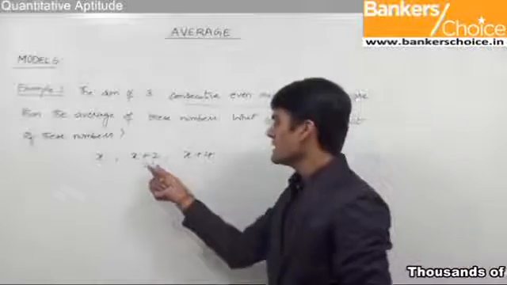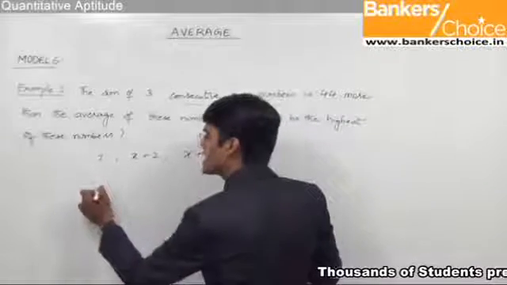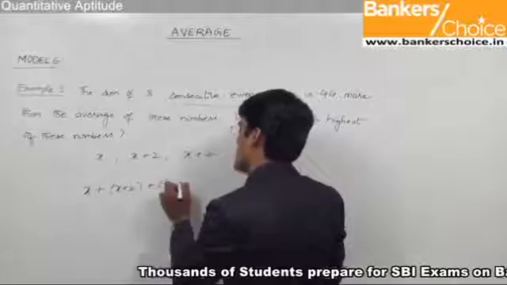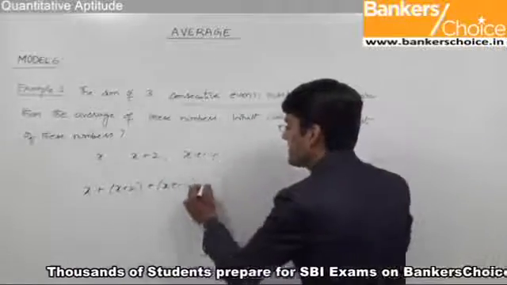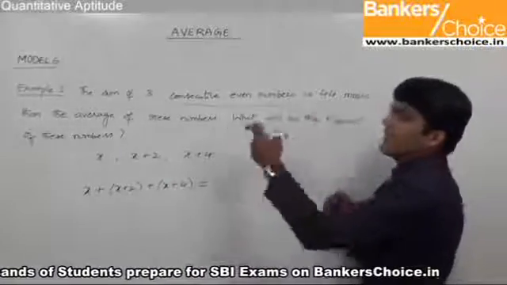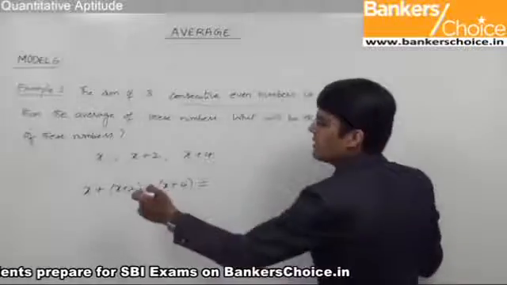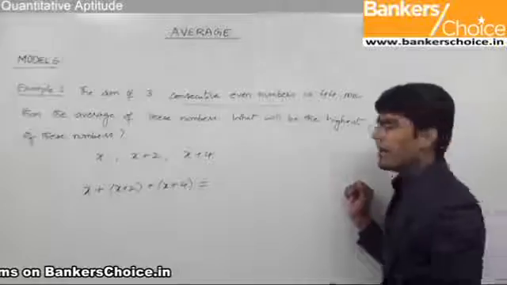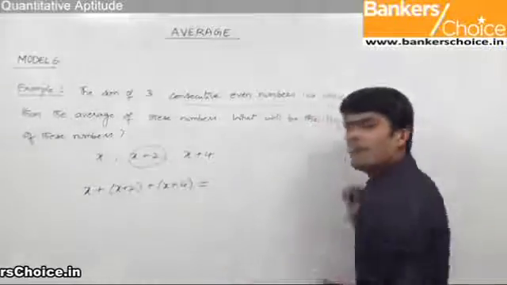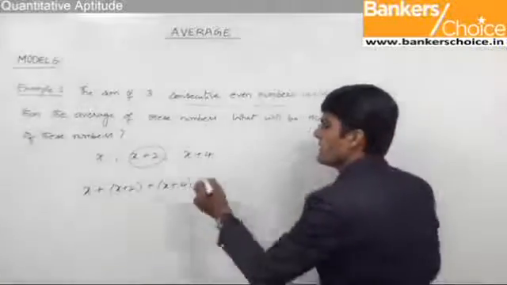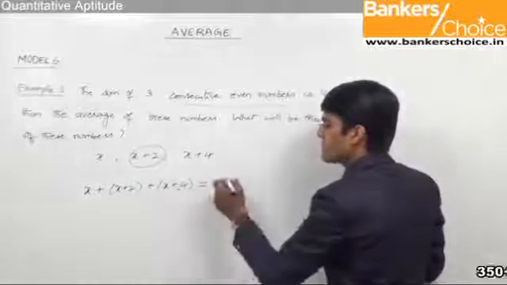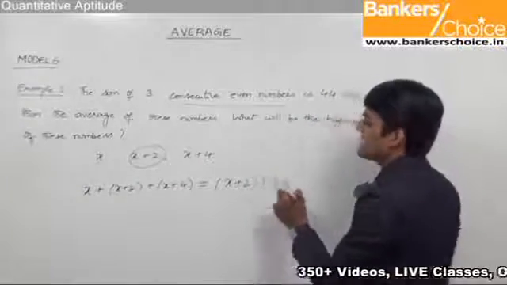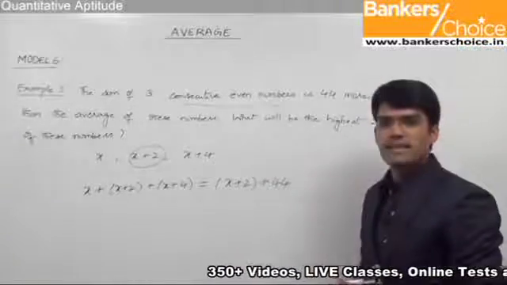So the sum of these 3 consecutive numbers will be x plus 2 plus x plus 4. And this sum is 44 more than the average of these numbers. We know that for 3 consecutive numbers, the average should be the middle number. And the middle number here is nothing but x plus 2. So we can say that the sum of these 3 numbers should be x plus 2 plus 44, as it is 44 more than the average.